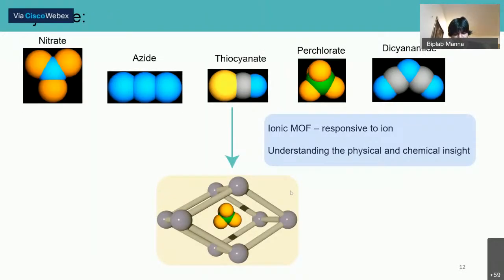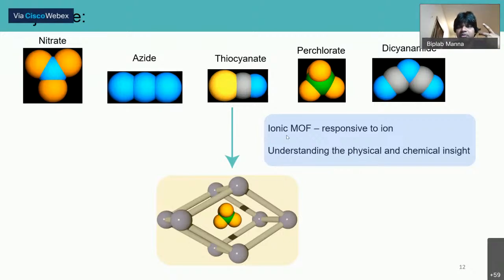So the main objective of this work today: there are different shapes and sizes of anions. I show here nitrate, azide, thiocyanate, perchlorate, dicyanamide. This ionic MOP can entrap this kind of anions and have physical property changes, in terms of, you can say, a luminescence readout manner. So this is an anionic ionic MOP, and how it responds to these anions.